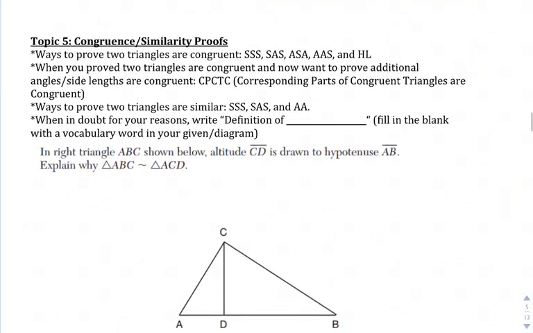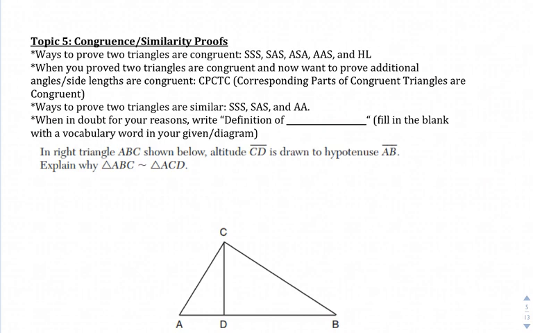Topic 5 is your proofs. So a couple things. If you're trying to prove triangles are congruent, you use side, side, side, side, angle, side, angle, side, angle, angle, or HL. Once you've proven triangles are congruent, then you can use CPCTC if you're trying to prove angles or sides are congruent. In addition, they might ask you about similar triangles. So ways to prove two triangles are similar is side, side, side, side, angle, side, and angle, angle.